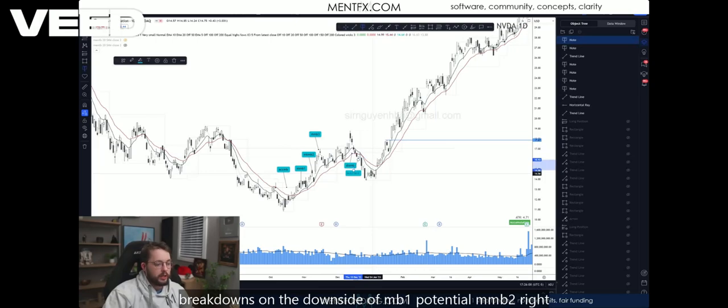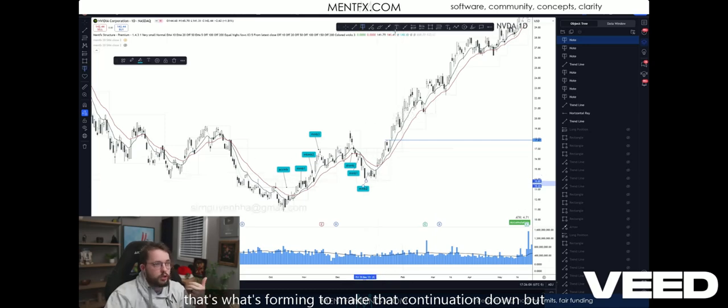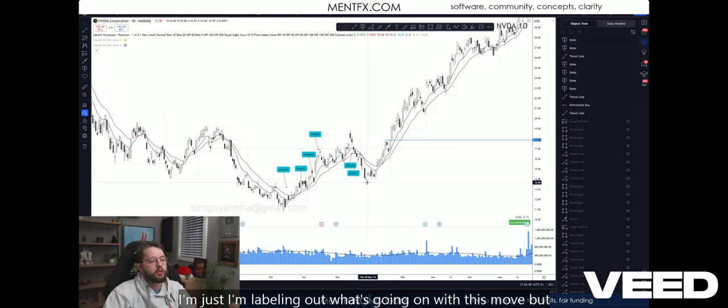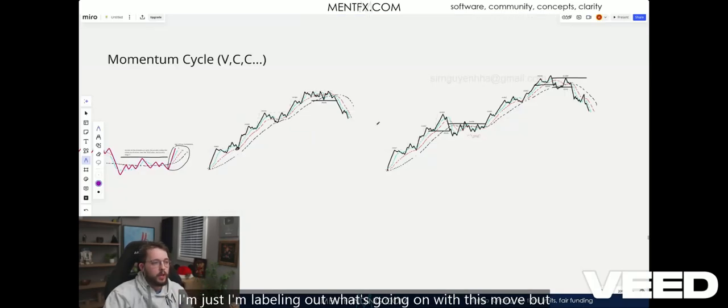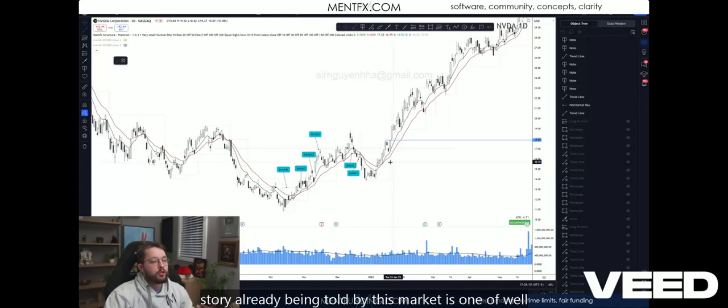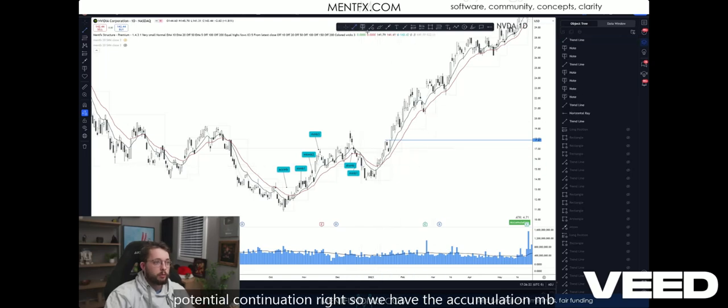It started the breakdowns on the downside, MMB1, potential MMB2, right? That's what's forming to make that continuation down. But remember, we're thinking about this in the weekly. So I'm labeling out what's going on with this move, but we're actually right here in that move, right? And when we start looking here, the story already being told by this market is one of, well, potential continuation, right?